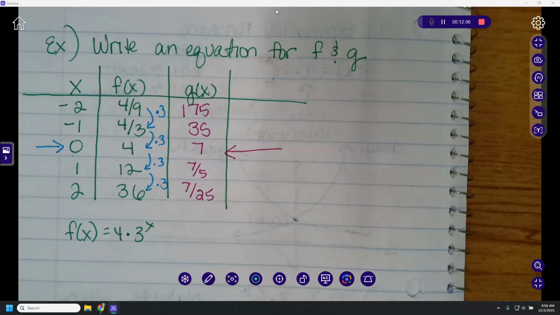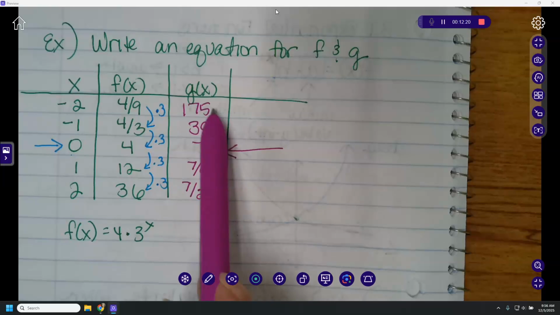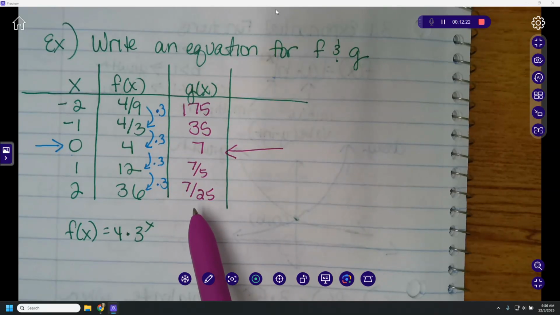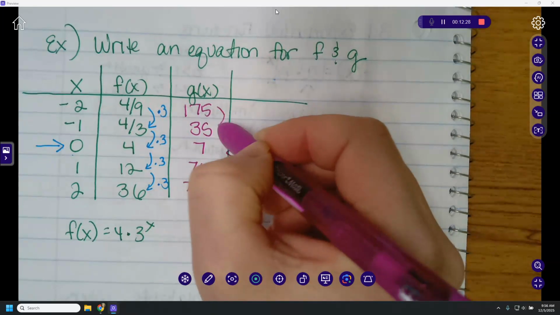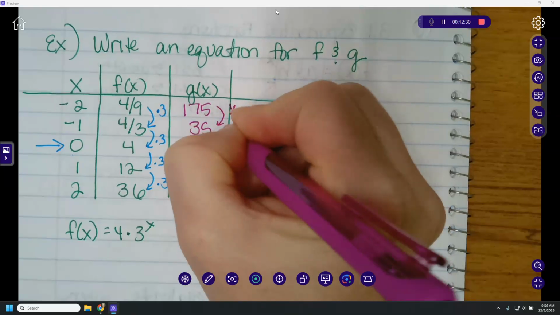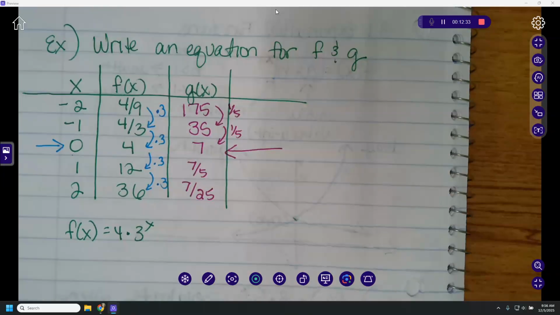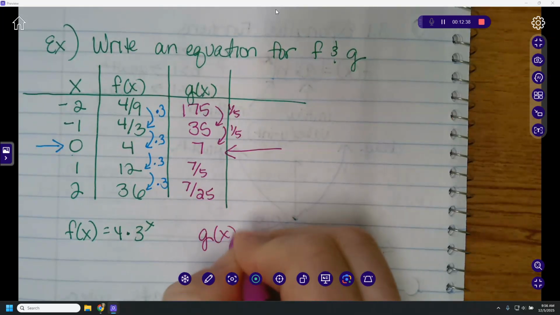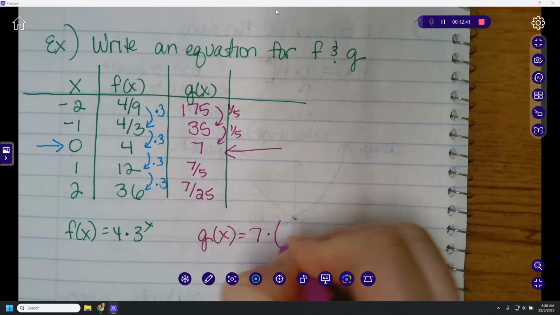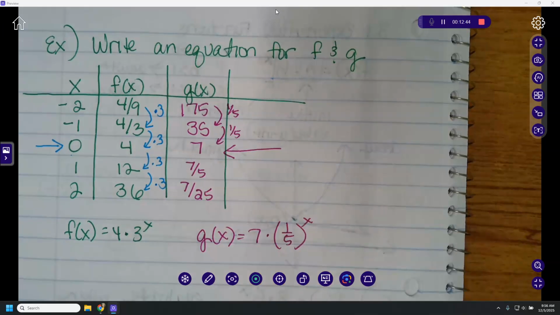Okay, so y-intercept is 7. What about the multiplier? Okay, one way of writing it is 0.2, good. Some people will say it's 5 because they see these are being divided by 5. Remember, you have to write it as multiplication though. So dividing by 5 is the same thing as multiplying by 1/5, or as Carson said, you can write it as 0.2. So the equation for this one, for g of x, would be 7 times, I'll write it as 1/5 to the x power.